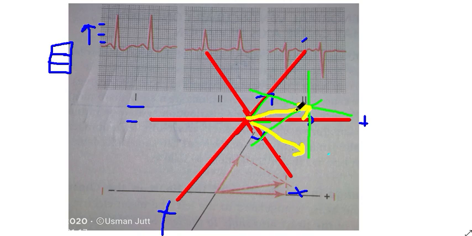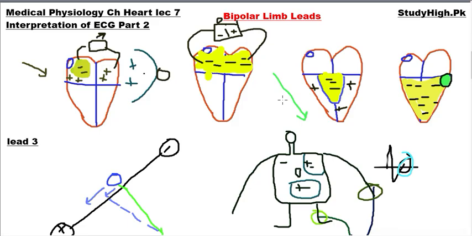Today's lecture was a little difficult, but I tried my best. The most important thing you must know is why we call them bipolar limb leads. The other difficult topics and concepts I will revise in our coming lectures as well. Why we say bipolar, and what is the difference between bipolar limb leads and unipolar.